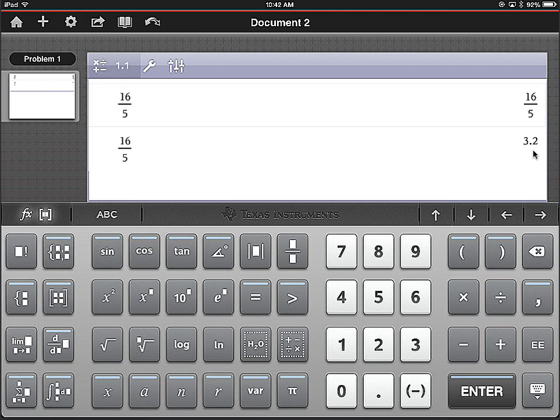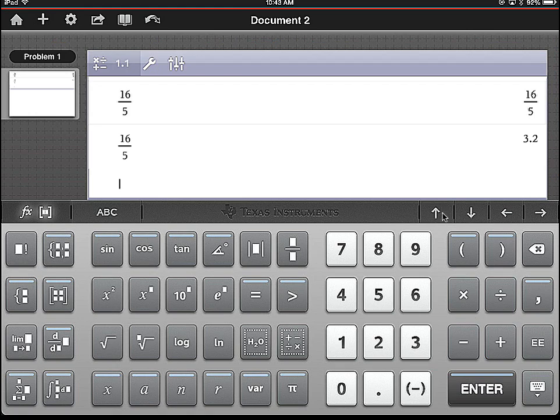Sometimes you want the decimal answer instead of the fraction answer. 16/5 we consider an exact answer, even though it's an improper fraction. 3.2 the calculator considers an approximate answer. With more complicated problems, you might want one or the other. More on that in another video. For right now, let's just look at the idea of the history, how I could go back and access a previous problem. Let's say I was doing a problem and I wanted an answer from way before.